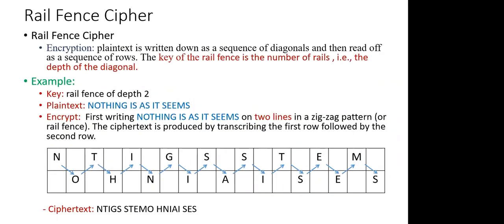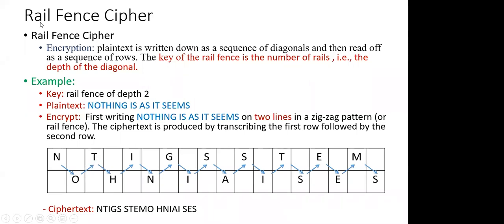Now in this example, this is a very interesting one. Rail fence cipher. The key is 2, and the plain text is this one: "nothing is as it seems". Here is the ciphertext. How did they create this ciphertext? By using this rail.